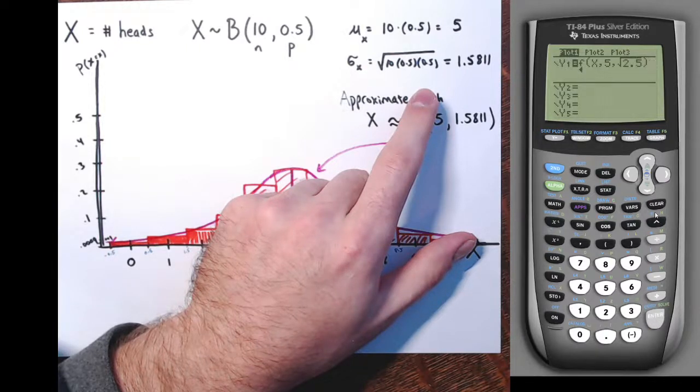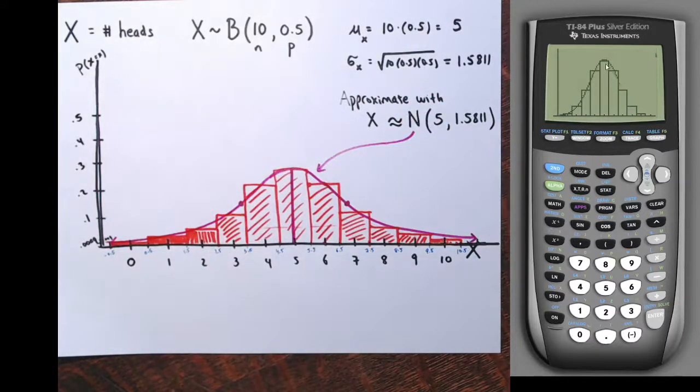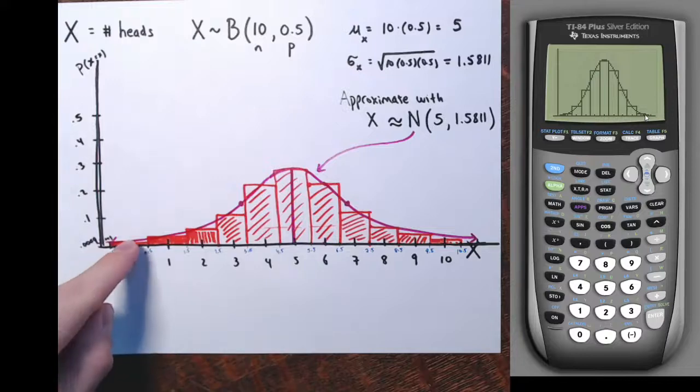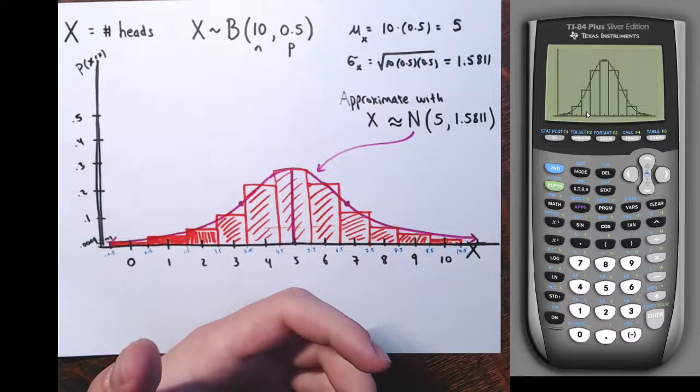There. Now I've got the normal PDF in there. Now look what happens when I hit graph. Look at this curve coming in. See, it's like the purple curve on my drawing. See, the normal curve very closely approximates this binomial histogram. It's not exactly the same, right? See how the area of some of these bars goes over the curve? That's why it's called an approximation.